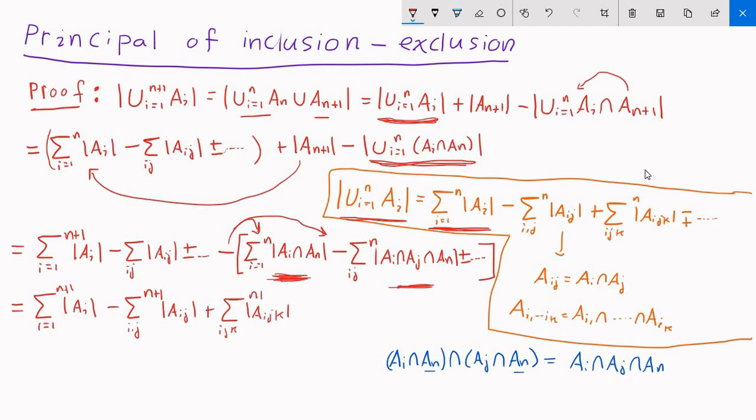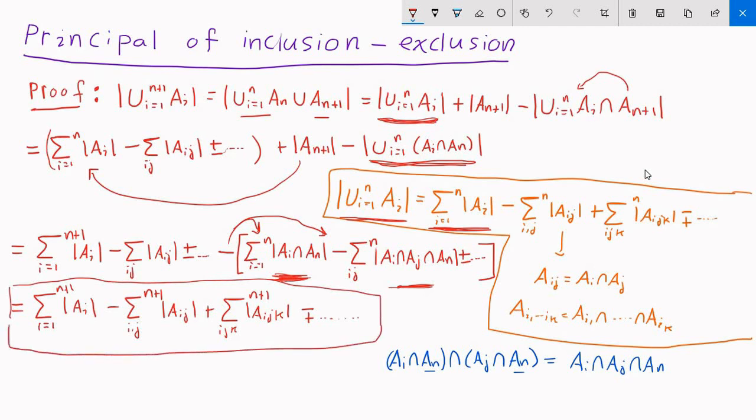This time, the indices all go up to n plus 1, with alternating minus and plus signs, and it keeps going. And this is precisely the inclusion-exclusion principle for n plus 1. Therefore, using the principle of mathematical induction, we've established the result.